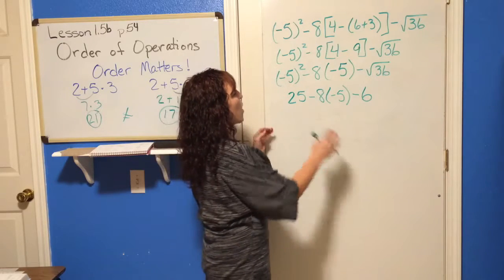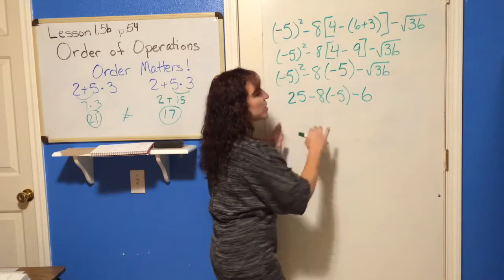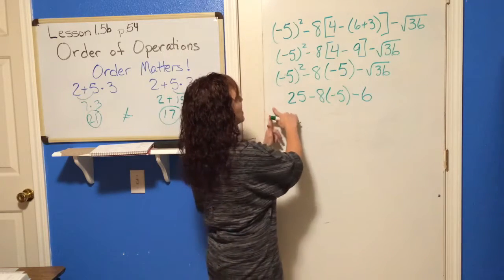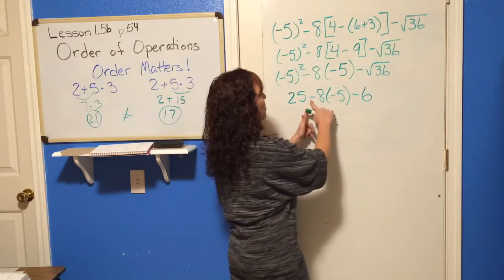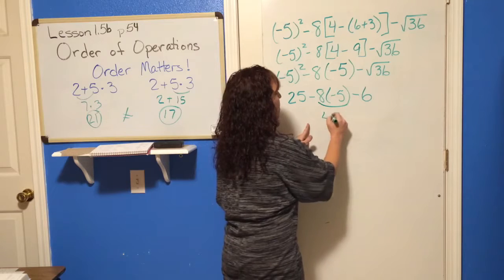Alrighty. So now we don't have any parentheses. We don't have any exponents. Now we're going to do multiplying and dividing left to right. So starting on the left, 25 minus something. Ooh, this is multiplication. 8 times 5 is 40.